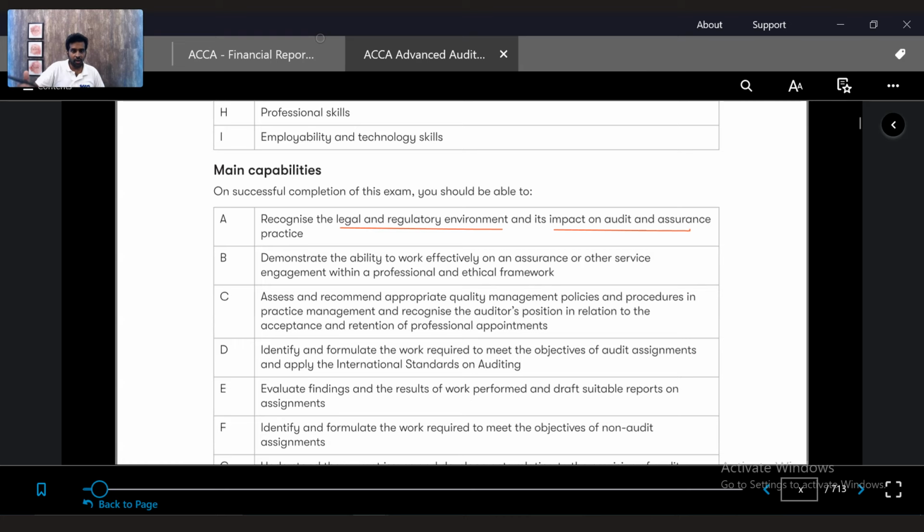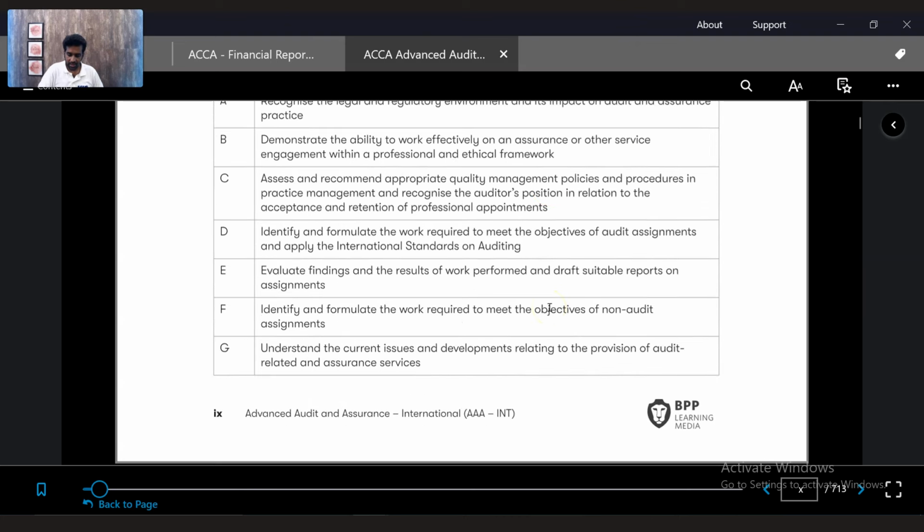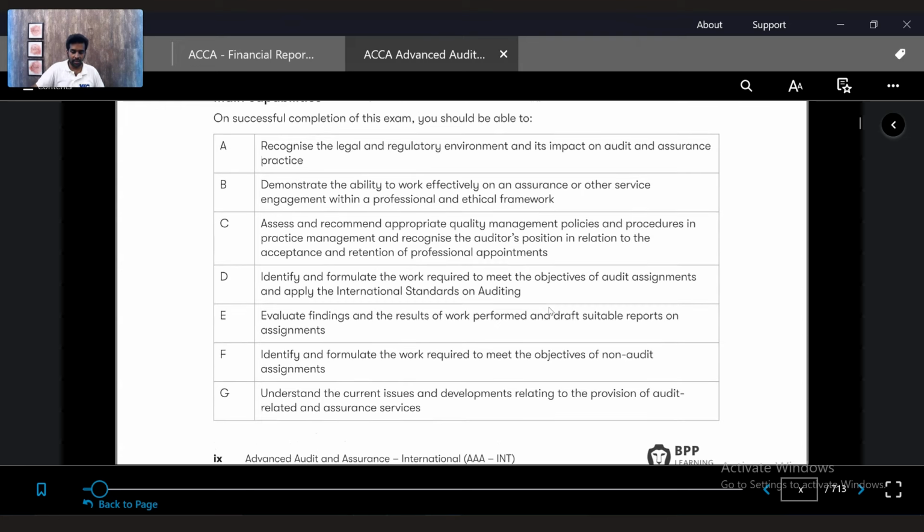In part B of the syllabus, which is prima facie professional and ethical considerations, the ethical practices that you learn as an ACCA professional, how do you apply that on your assurance services and other engagement services is what is dealt with in this particular part.